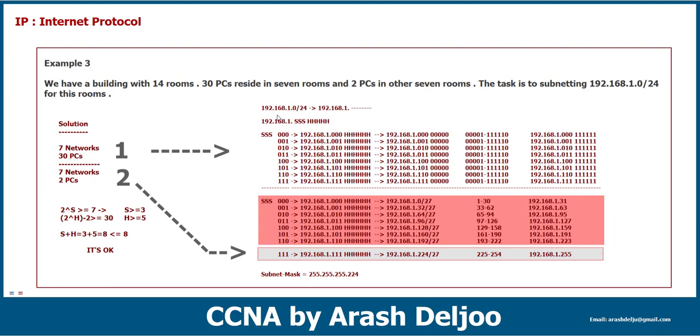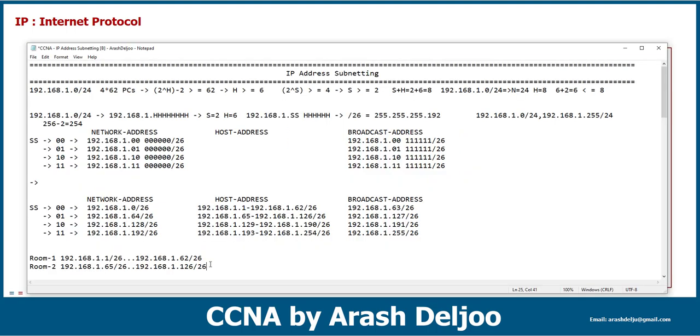Let me read the scenario. Look at here. We have a building with 14 rooms. 30 PCs reside in 7 rooms and 2 PCs in the other 7 rooms. In 7 rooms of these 14 rooms, we have 30 PCs, and in the other 7 rooms, we have only 2 PCs, okay? The task is subnetting 192.168.10.0/24 for these rooms. Let me write the requirement of this scenario here. After that, we can start the designing of the IP address subnetting in this scenario.